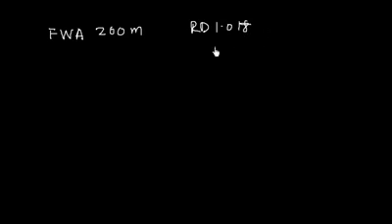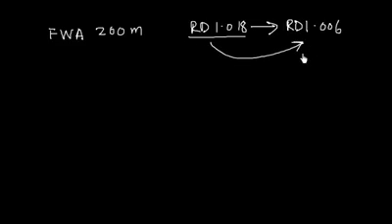So let us understand this problem. A vessel of freshwater allowance 200 mm goes from water of RD 1.018 to water of RD 1.006. So the vessel goes from this water to this water. Find the change in draft.